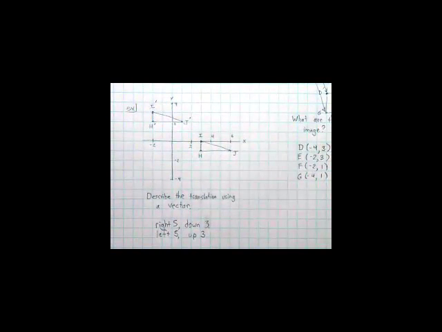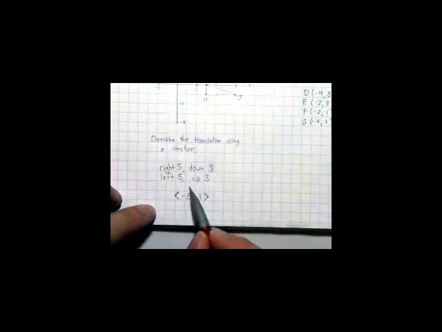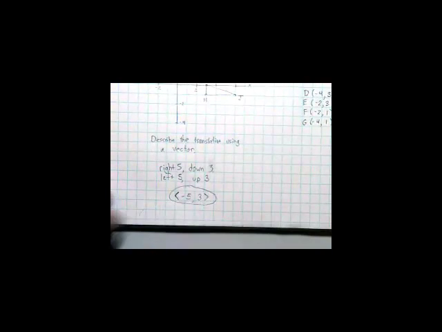Now, if it's left 5, up 3, and I said I want this as a vector, what would that be as a vector then? Right, negative 5, 3 in the little brackets. Like that. That would be the answer to that one.